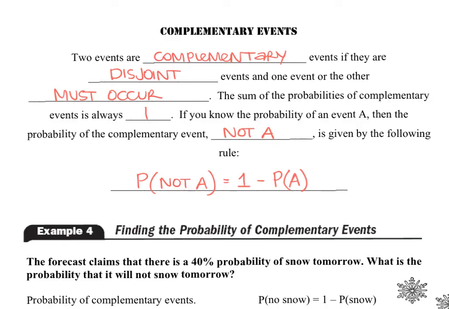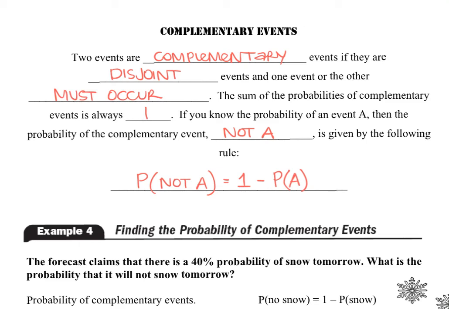All right, the last type of events we're going to talk about today are complementary events, and these are actually even easier to solve than disjoint and overlapping. So 2 events are complementary events if they are disjoint, meaning they have no overlapping outcomes, and one event or the other must occur. So the sum of the probabilities of complementary events is always 1. If you know the probability of event A, then the probability of the complementary event, which we call not A, is given by the following rule: it's 1 minus the probability of A.